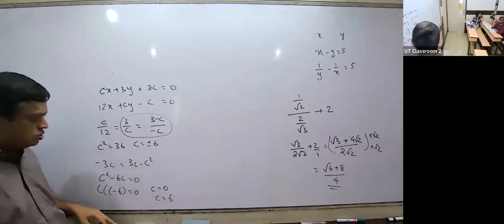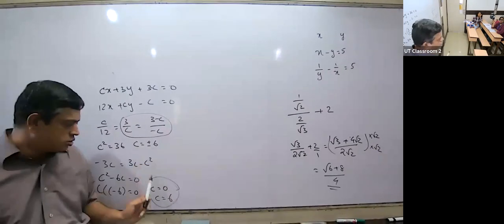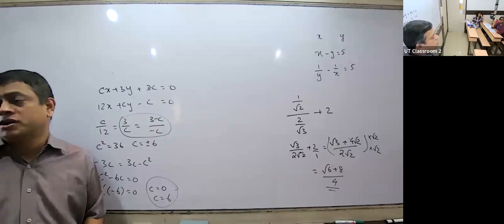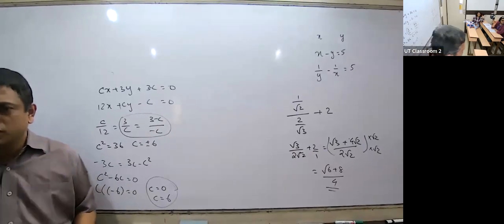Okay, so now from these two, what is the common answer? This is 6 or minus 6, this is 0 or 6. What is the common value? 6. The answer is 6. What is your doubt? Tell me.